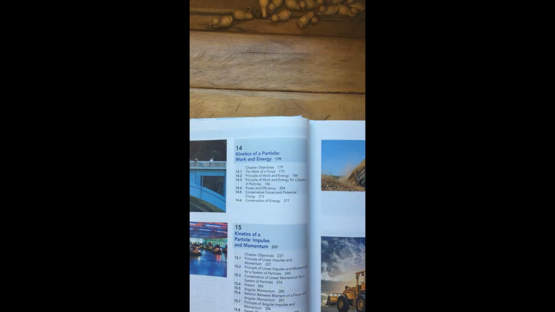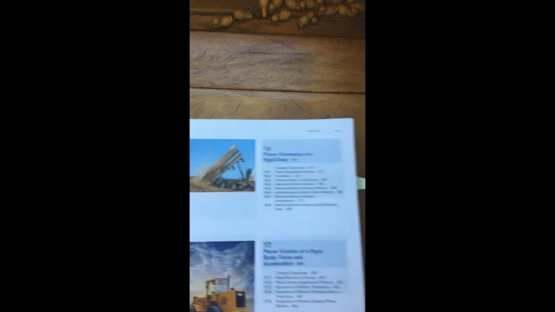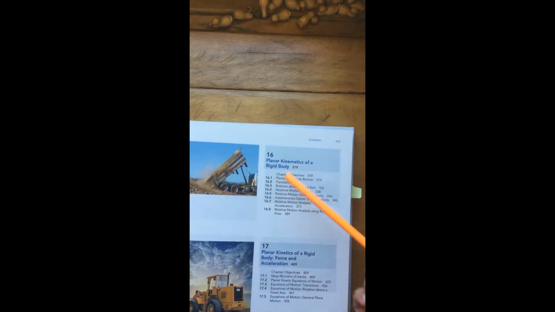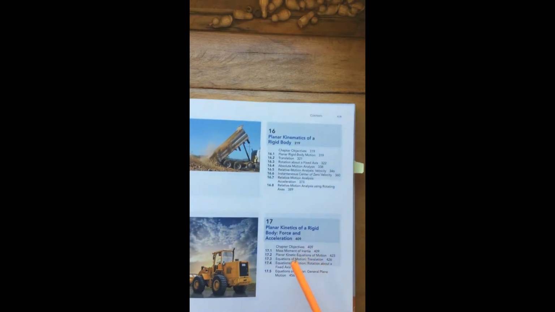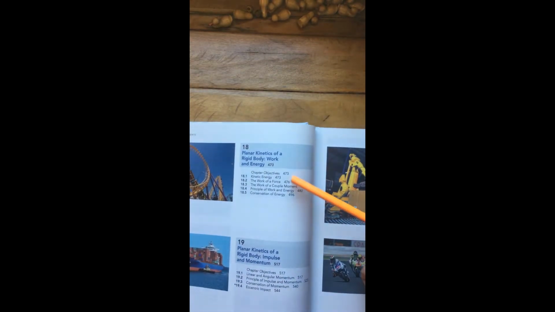And now, in the next 4 chapters, we're going to look at the same 4 topics, but now for a rigid body. So in Chapter 16, we're looking at kinematics of a rigid body, so that will be angular position, angular velocity, angular acceleration for a rigid body. So how that rigid body moves. And then in Chapter 17, we'll look at kinetics, so force and acceleration for the rigid body. And then in the next 2 chapters, we have our conservation laws, so work and energy for the rigid body and impulse momentum for the rigid body, and that will conclude the course.